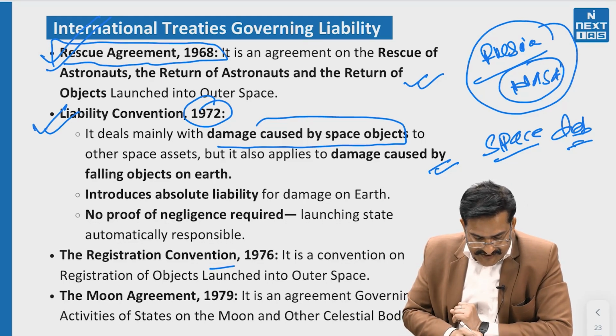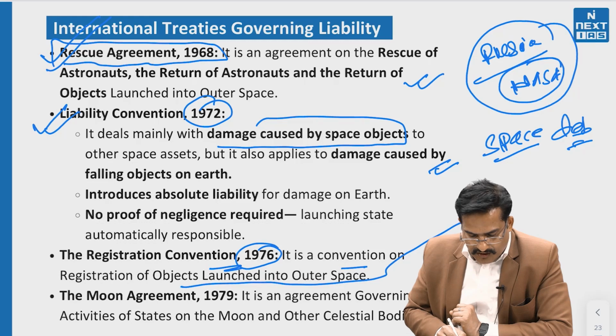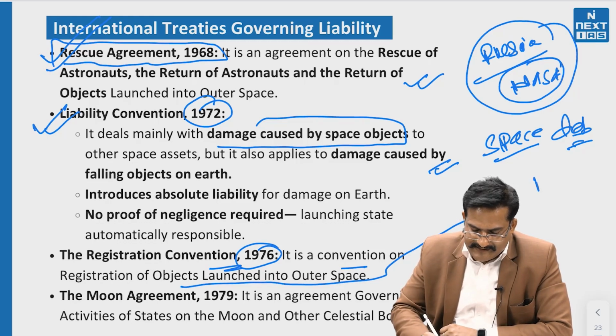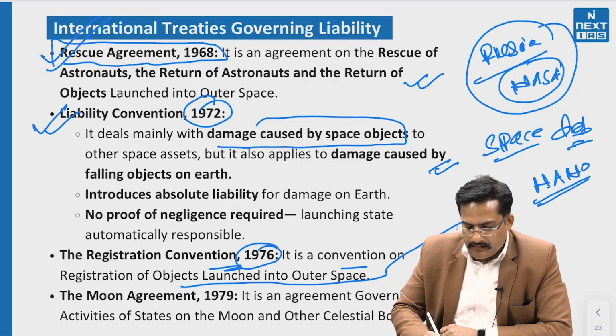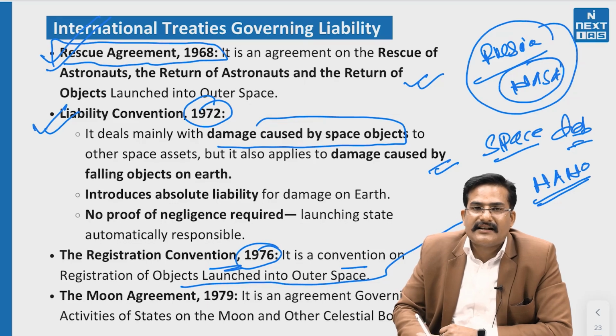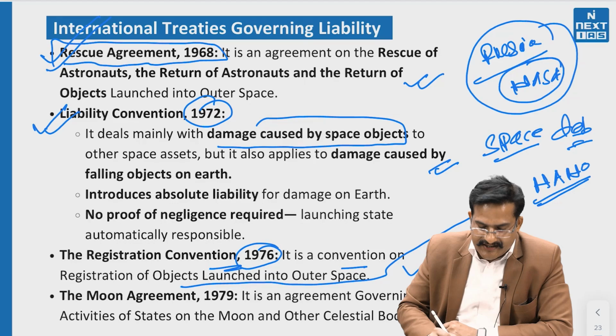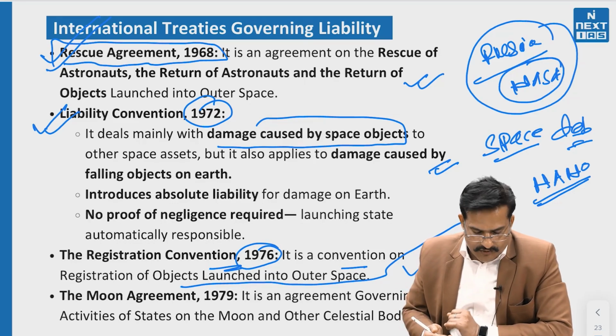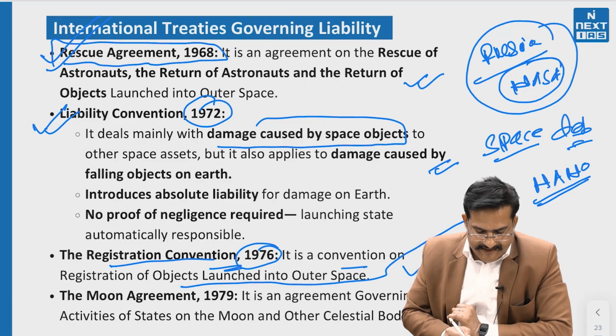Next is the Registration Convention of 1976, which is a convention on the registration of objects launched into outer space. For example, if India is sending a nano satellite, or if Japan is sending a satellite made totally of wood, they have to register it, just as we have to register a vehicle. Similar registration has to be done under the Registration Convention.